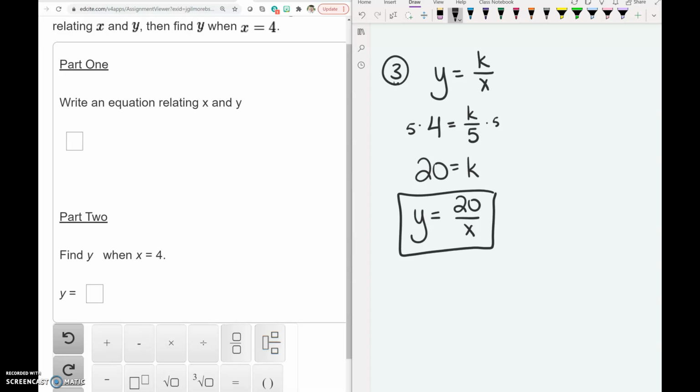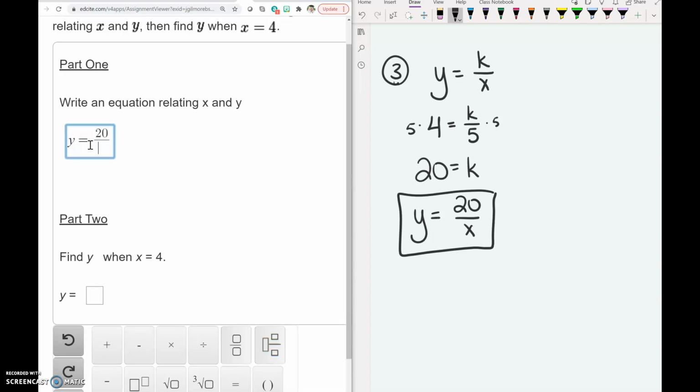Y equals 20 divided by x. So over here in this little field, it doesn't look big enough, but this field will expand as you enter things in there. Y equals 20 divided by x. And it will make that little division thing, the fraction, so that it looks like that equation is supposed to be. So make sure you note that. On the inverse variation problems, you're going to have to type in the actual equation with the 20 in there.